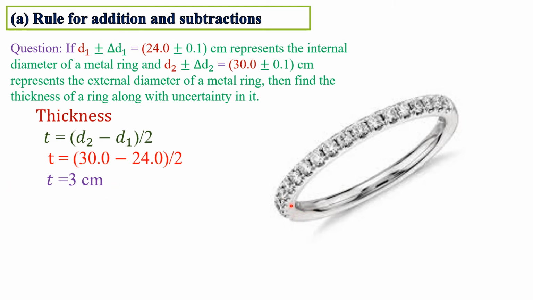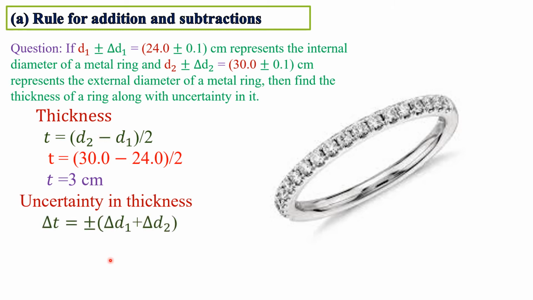Now we can apply the rule of addition and subtraction to get the uncertainty in thickness. We know that when we subtract measured values, we add the uncertainties. Uncertainty in thickness, delta T, is equal to plus minus delta D1, that is the uncertainty in D1, plus delta D2, that is the uncertainty in D2. By adding both uncertainties, we get delta T is equal to plus minus 0.2 centimeter.